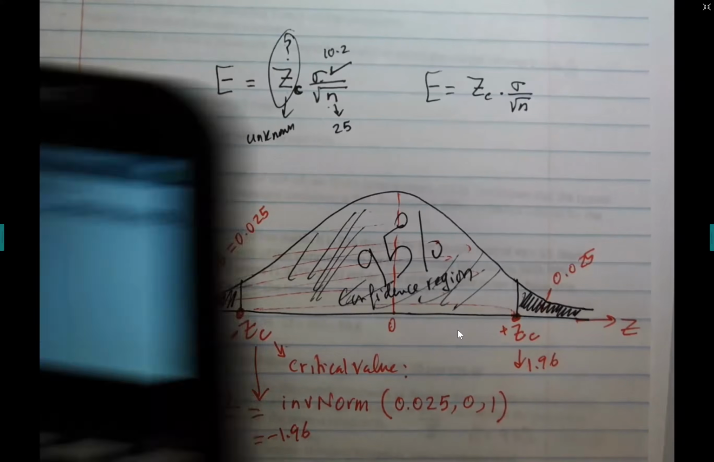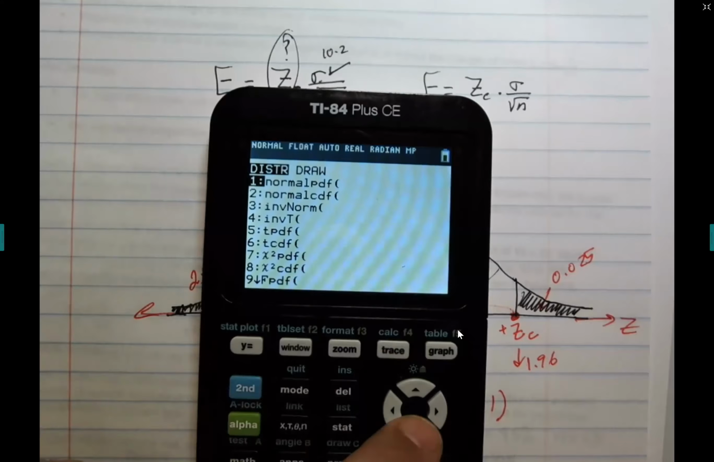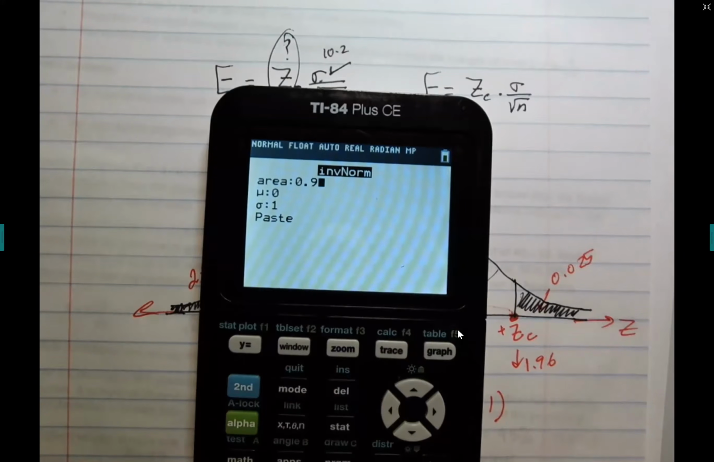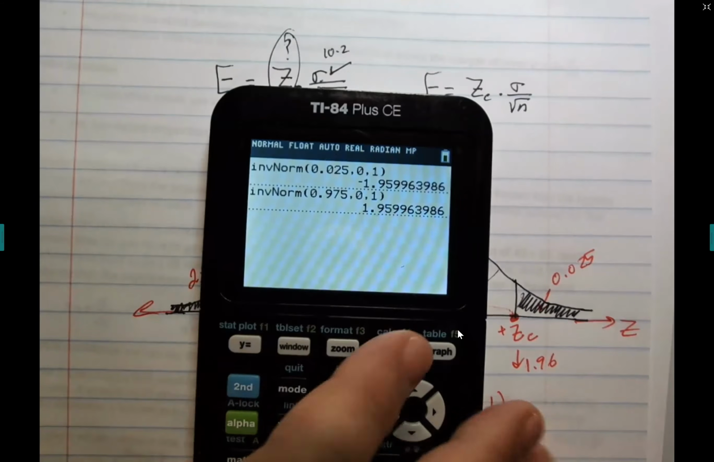And watch, guys. But I wouldn't advise you to do it twice, guys. You already did the work. Just do it once. 0.975, paste. There you go, 1.96. It's enough to do the negative one and you're all set.